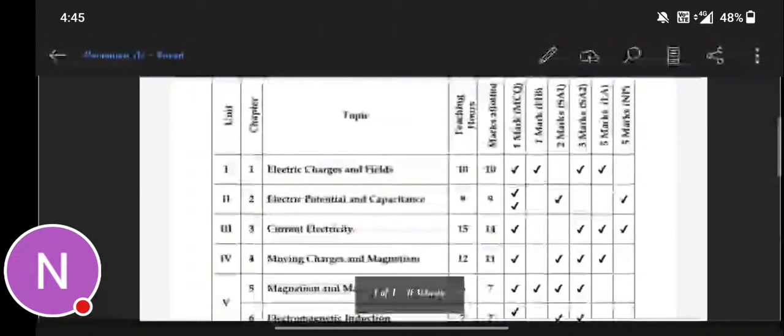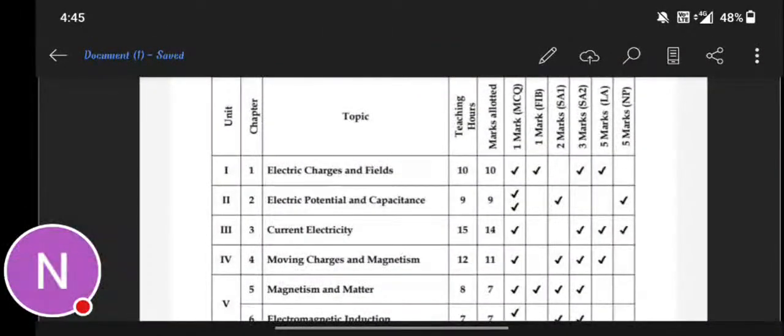If you get 1 or 2 marks, 21 you will pass. So 19 plus 2, you will get 21. And if you study electric charges and fields, let's take it as 8 marks. You got 8 marks out of 10. Let us take, you will get how much? 21 plus 8, 29. You are pass.